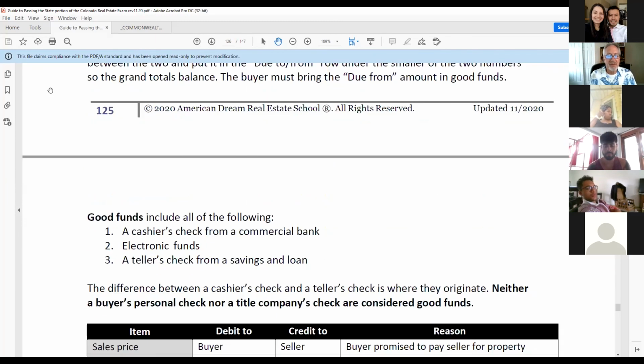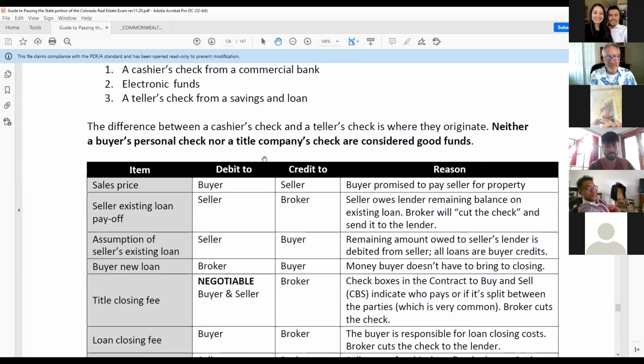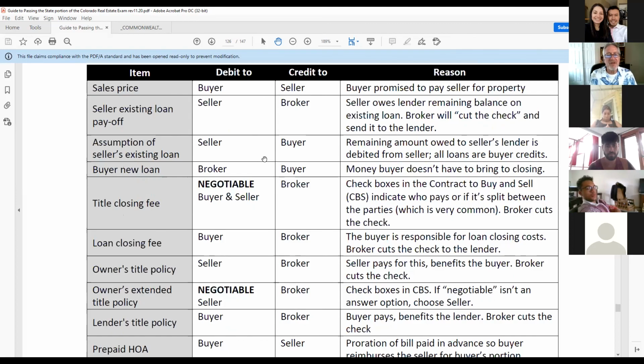Okay. Good funds. Good funds are these things: cashier's check, electronic funds, or a teller's check for savings and loan. Cash, my friends, is not good funds in Colorado. You've got to source that stuff out. Okay. This nice little comparison of who gets debited, who gets credited, you should study this.